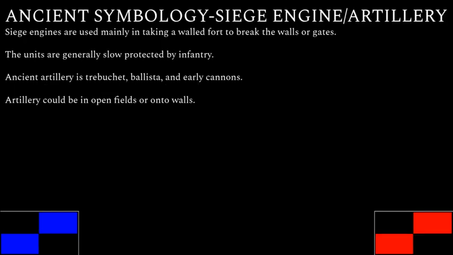Siege engines and artillery. Siege engines are used mainly to take a walled fort, to break the walls or gates. The units are generally slow, protected by infantry. Ancient artillery includes the trebuchet, ballista, and early cannons. Artillery could be in open fields or on walls.